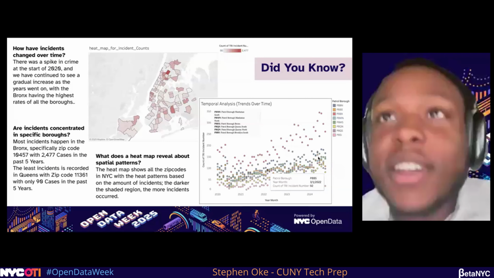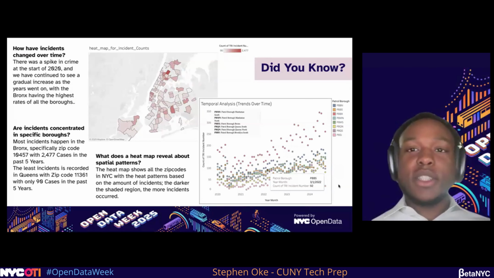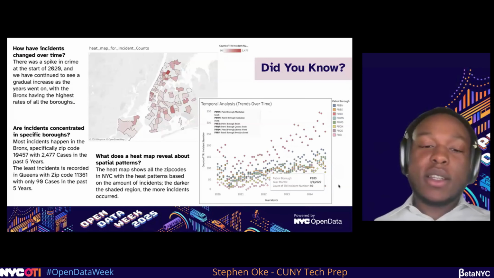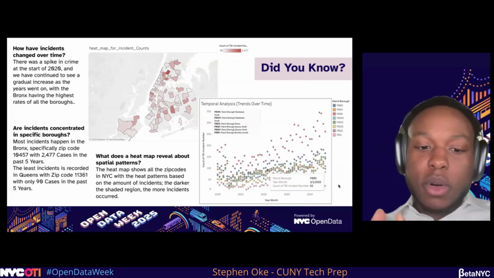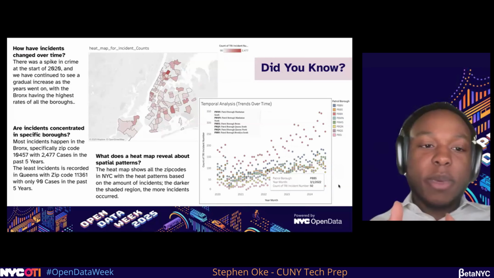All right. So the initial questions that we had during the project was how incidents have changed over time. Are there any incidents that are concentrated in specific boroughs? And if we made a heat map, how would it reveal spatial patterns?